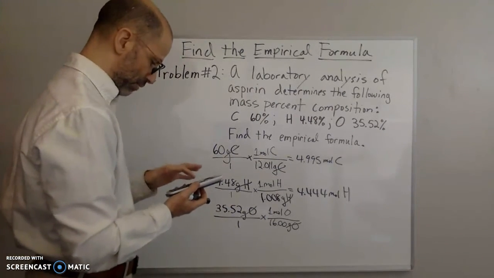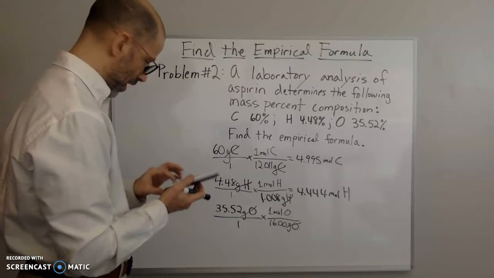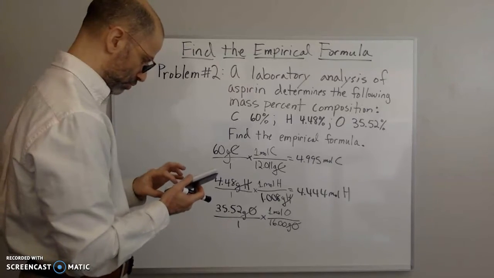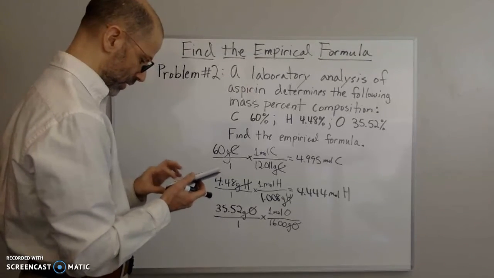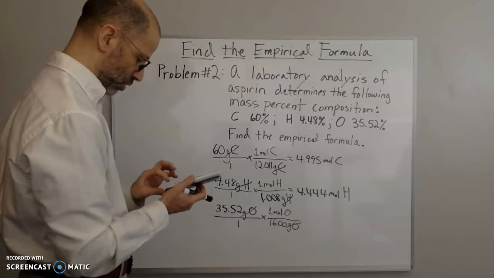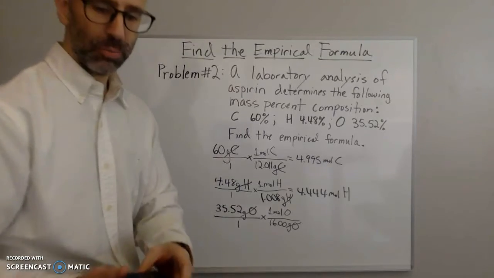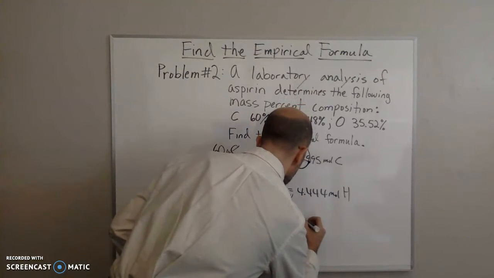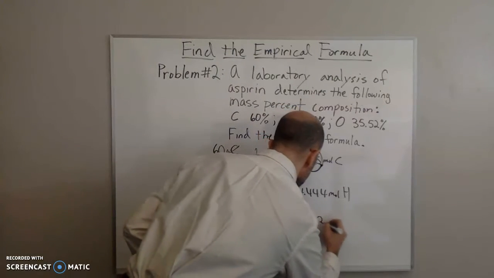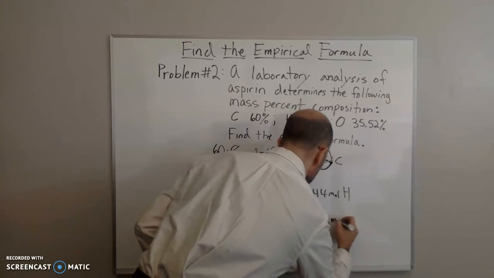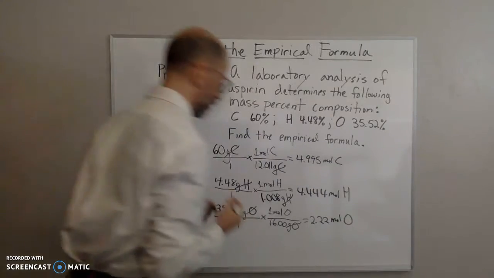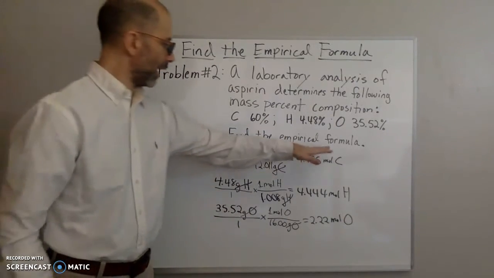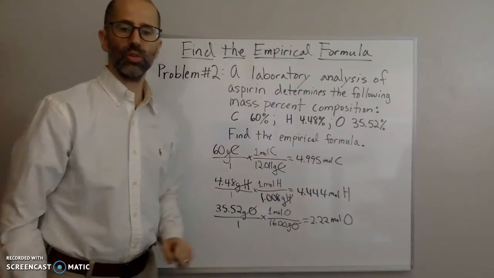I'm going to have 35.52 divided by 16.00 equals, and that gives me 2.22. So that gives me 2.22 moles of oxygen. So now I have my moles of each one.